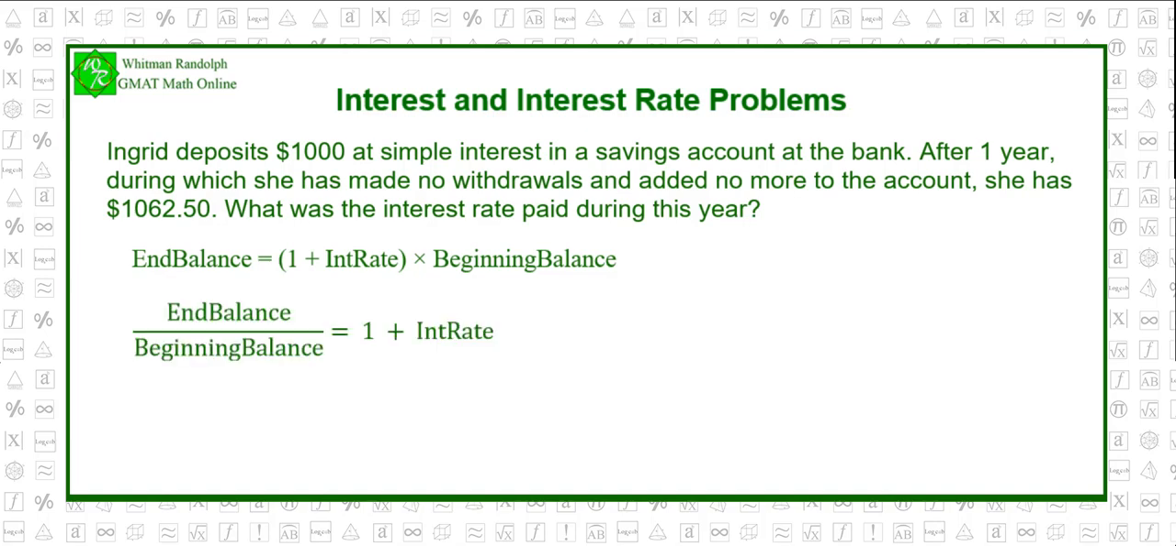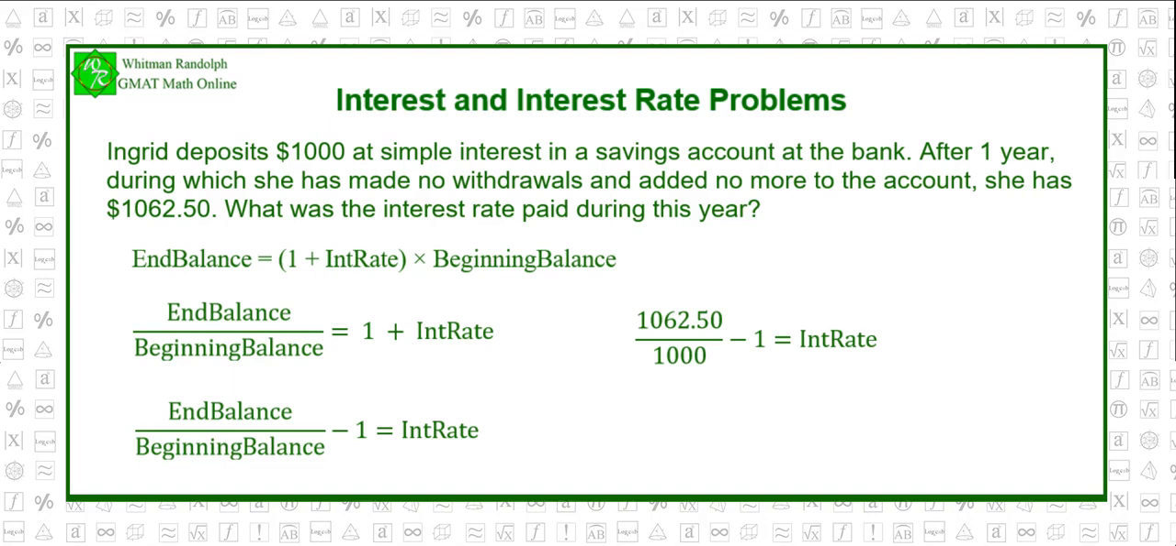This implies end balance divided by beginning balance equals 1 plus interest rate. So, end balance divided by beginning balance minus 1 equals interest rate. This result assumes, of course, that there are no further deposits or withdrawals on the account during the year, as was indicated in the statement of the problem. Now let's solve the problem.